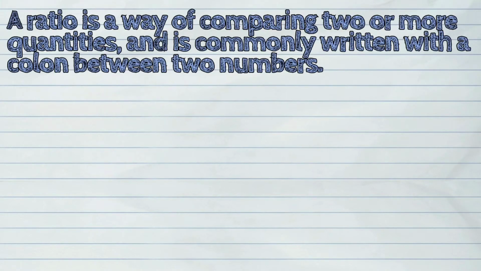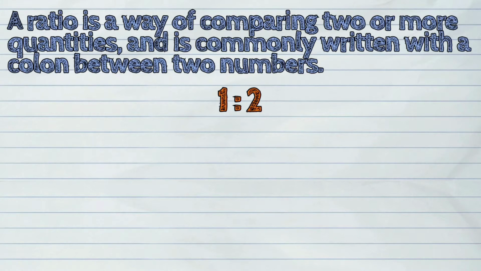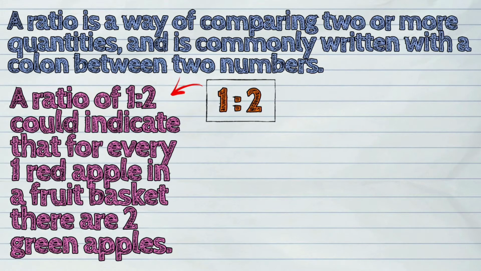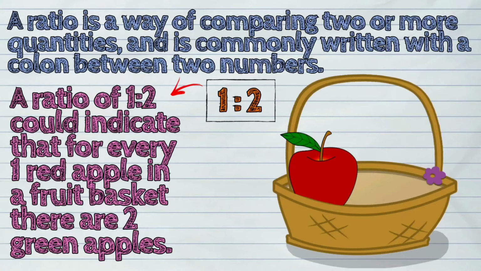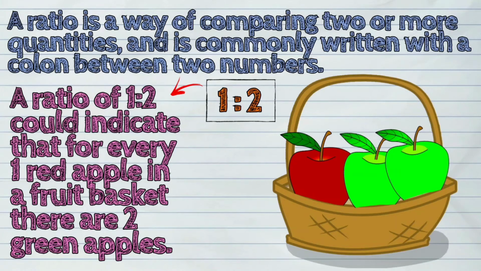A ratio is a way of comparing two or more quantities and is commonly written with a colon between two numbers such as 1:2. A ratio of 1:2 could indicate that for every one red apple in a fruit basket, there are two green apples.